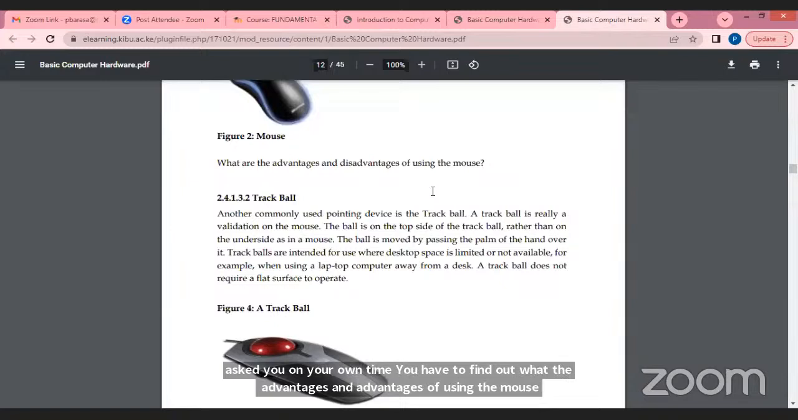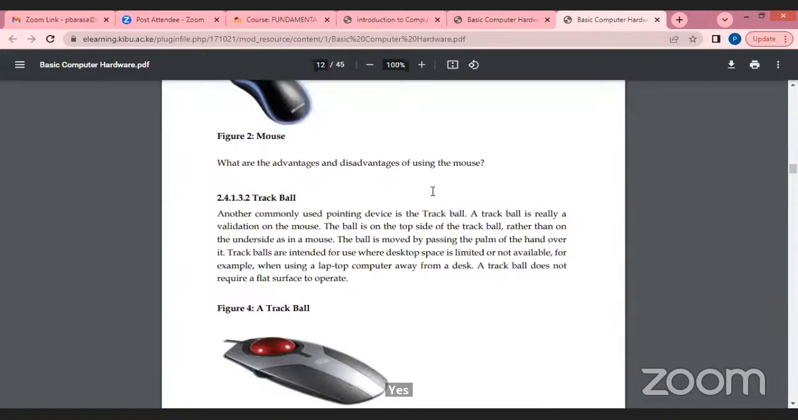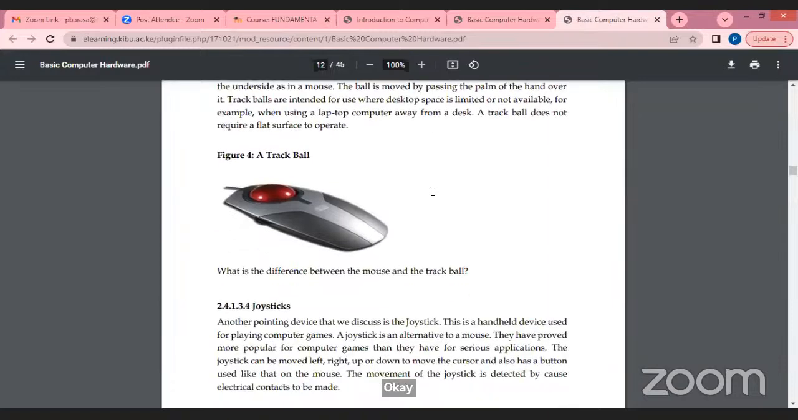A trackball is really a variation of the mouse. The ball is on the top side of the trackball rather than on the underside, as in the mouse. The ball is moved by passing the palm of the hand over it. Trackballs are intended for use where desktop space is limited or not available. For example, when using a laptop computer away from a desk, a trackball does not require a flat surface to operate.